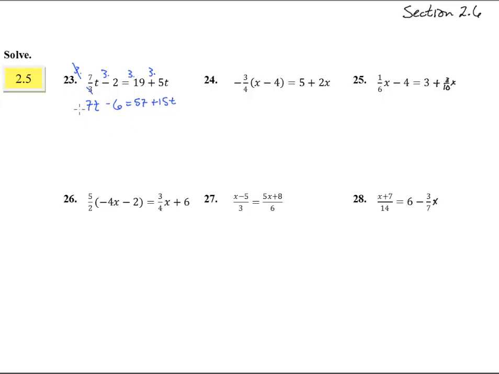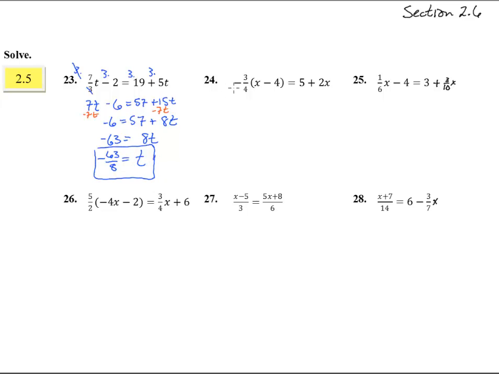Good. Next, we've got to get the two t's together. So subtract 7t from both sides, and we get negative 6 equals 57 plus 8t. Make sure you're okay with that: we just subtracted the 7t from both sides of the equal sign. Next, t's all together, so we subtract the 57. Negative 57 and negative 6 is negative 63, and then divide by 8. T equals negative 63 eighths.